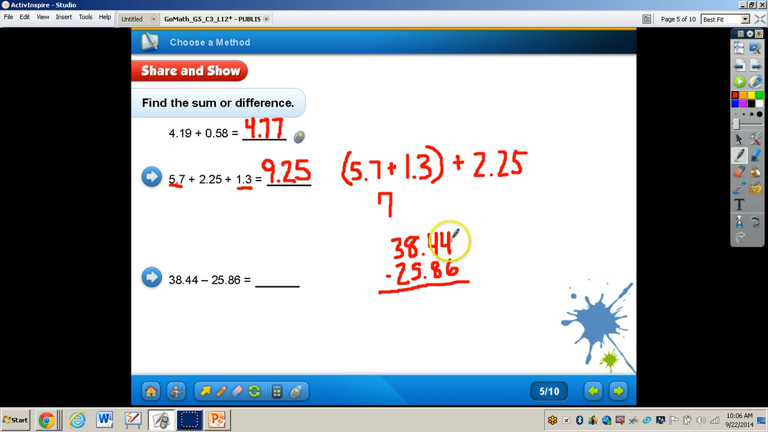Cannot take 600ths from 400ths, so we need to regroup. Now 1400ths minus 600ths is 800ths. Cannot take 8/10 from 3/10, so we need to regroup. 13/10 minus 8/10 will give us 5/10. Bring that decimal right down. 7 ones minus 5 ones is 2. 3 tens minus 2 tens is 1 ten, for a total of 12 and 5800ths. So I'll have you write that in your Go Math book.